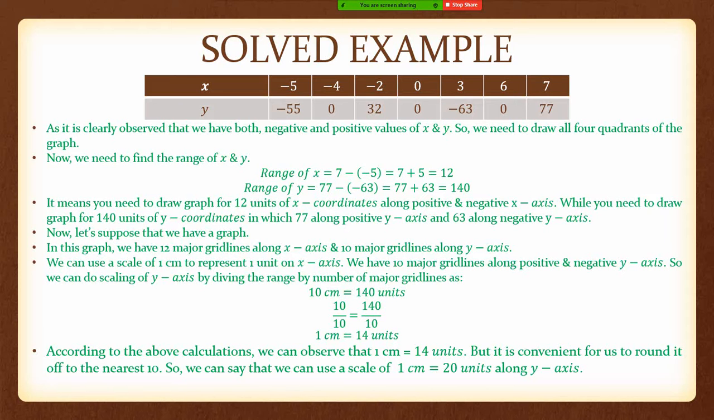It is convenient for us to take values like 10, 20, 30, 40. The problem is that we cannot take 1 centimeter equals 10 units, because then we would need 14 major grid lines along the y-axis, but we don't have 14 major grid lines. So we have to take 20 units equals 1 centimeter along the y-axis. Okay guys, now moving on.